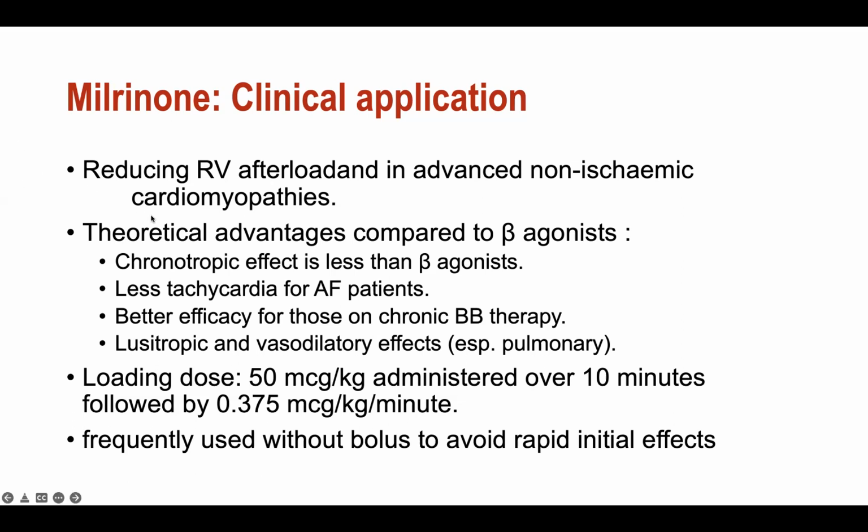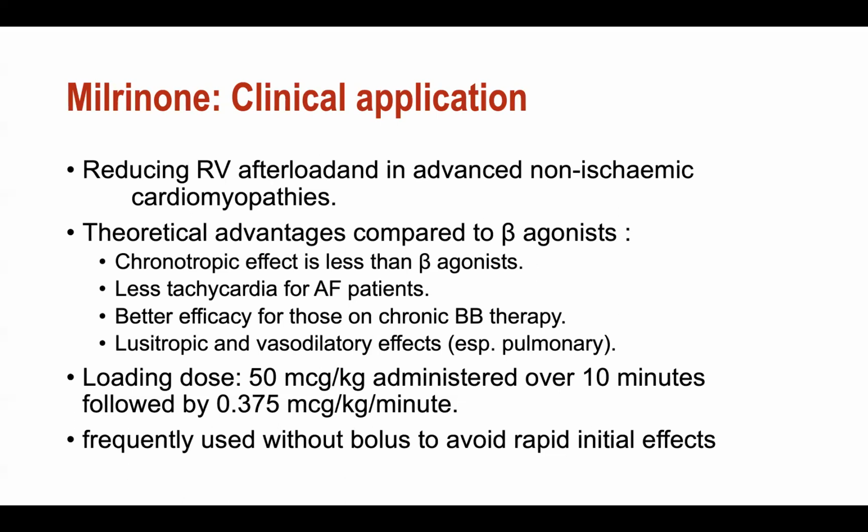So again, the advantage, and not well-founded, not well-proven, is less heart rate increase, less tachycardia, and less atrial fibrillation, and better efficacy for people who are on beta blocker therapy. So you know your patient, he's been on a beta blocker for 5 years, he needs an inotrope. Dobutamine is not going to be effective. He needs Milrinone. And then the lusitropic effect, which is relaxation and vasodilation, particularly in the pulmonary bed.